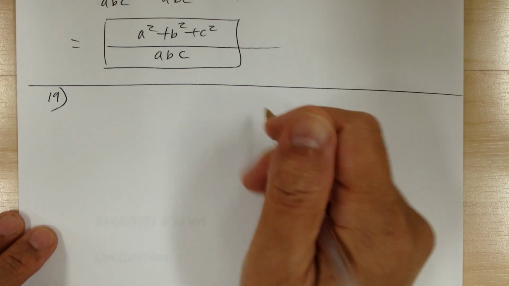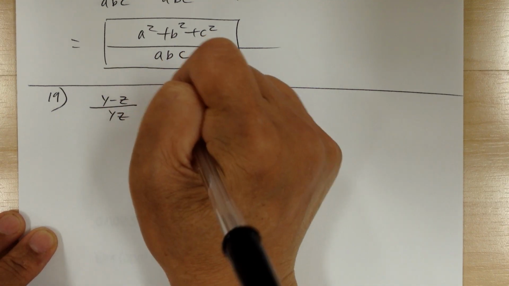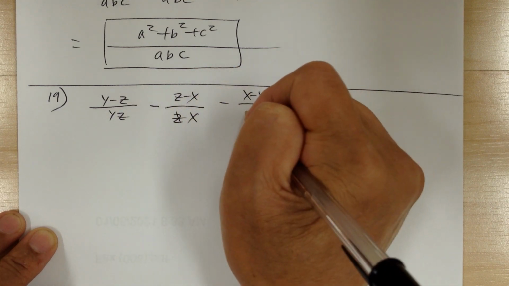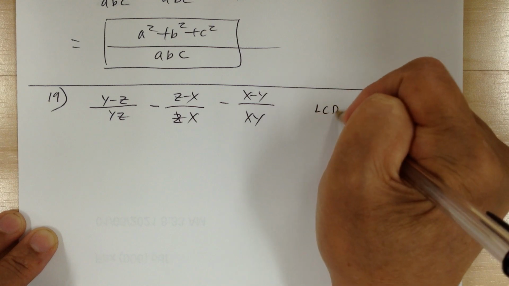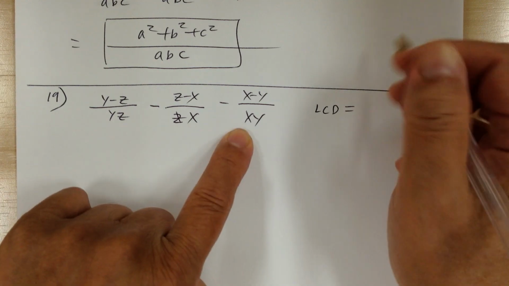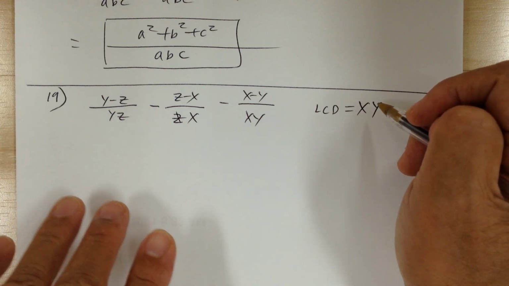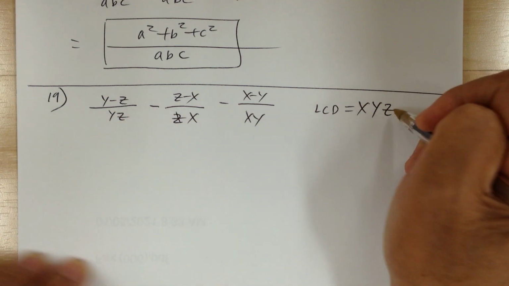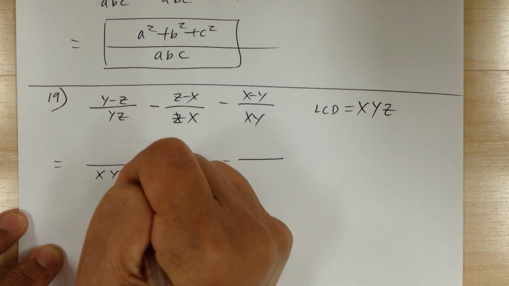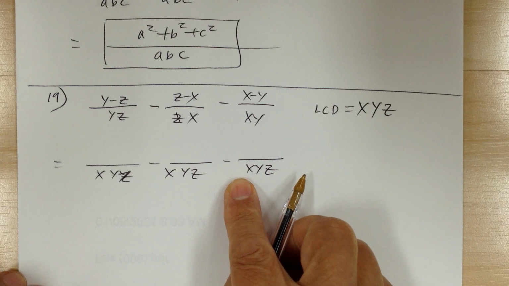Okay, number 19, you've got y minus z over yz minus z minus x over zx minus x minus y over xy. Again, step 1, get your LCD. So just go down the alphabet. You've got no x, x and x, so it'll be x. Y, no y, y, so it'll be y. Again, take the one with the highest exponent. Z, z, no z, so it'll be z. So that's your LCD, it'll be xyz. So you can put your LCD down here.